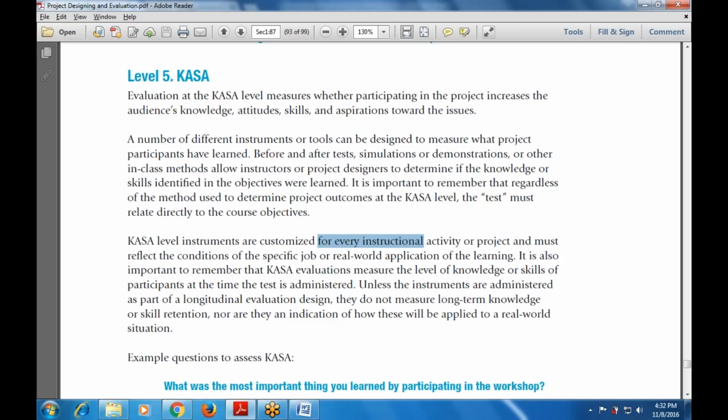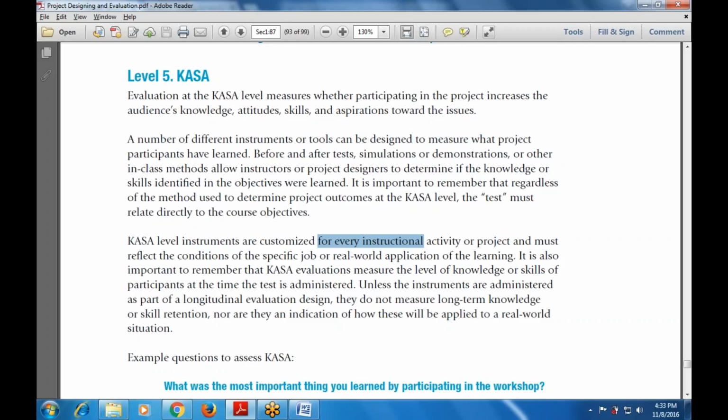Whatever the time, whatever the measures, whatever the KASA evaluation used with the level of knowledge or skills, whatever the test that is administered and scheduled over the evaluation method, it is only meaningful if the instruments are administered as part of a longitudinal evaluation design.